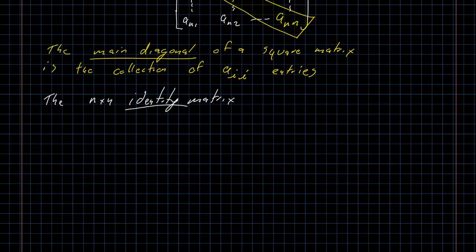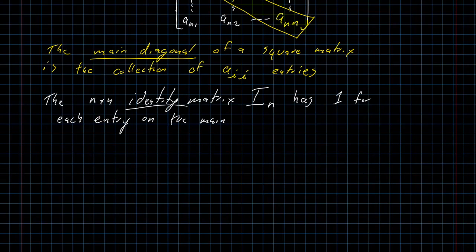The n by n identity matrix, which is written as I sub n, or when the dimension of it doesn't really matter, we'll often omit that and just call it I, because lazy and why write more when less will do. But the identity matrix, In, has 1 for each entry on the main diagonal, and 0 for each other entry.